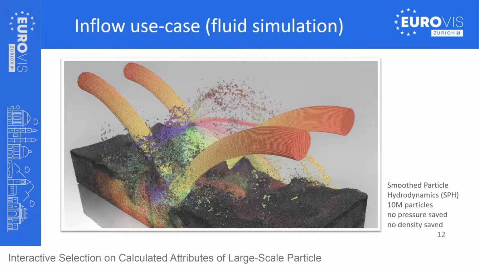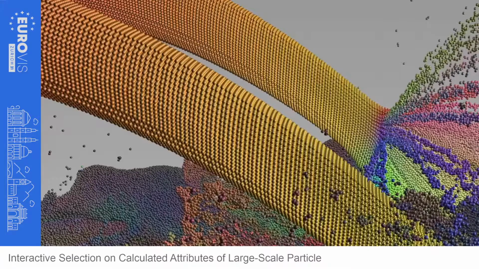The 4 jets creating the inflow contain significant density variances, which result in pressure shocks. These pressure shocks are located inside the jets and can negatively influence the stability of the simulation system. We will now see how our solution can assist in detecting these shocks, although pressure and density were not saved together with the simulation.